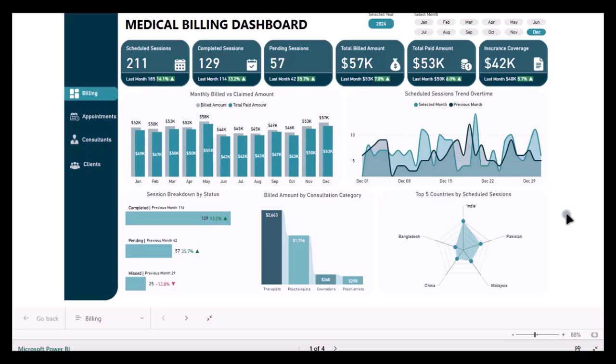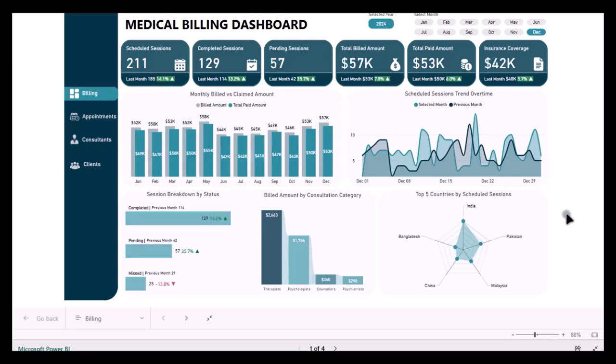Today, I'm going to show you a dashboard that can help you manage your medical billing processes. So just imagine you are running a medical practice or managing billing for multiple healthcare providers. How do you stay on top of scheduled sessions, track payments, and ensure your insurance coverage is seamless? That's exactly where this medical billing dashboard comes in.